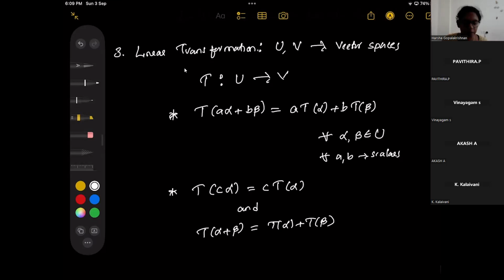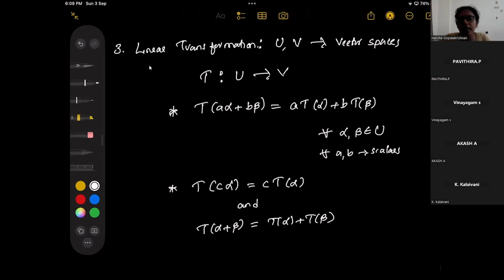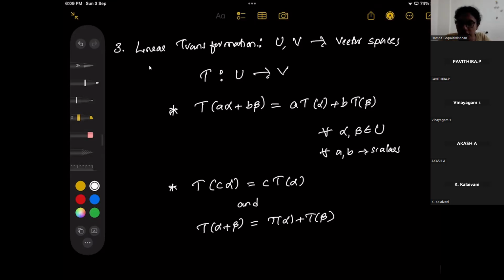Okay. So this is one of the main things in the last week. If a map is given, we will be checking whether it is a linear transformation. Many of the concepts following depend on this linear transformation. So first of all, you should understand the linear transformation clearly.